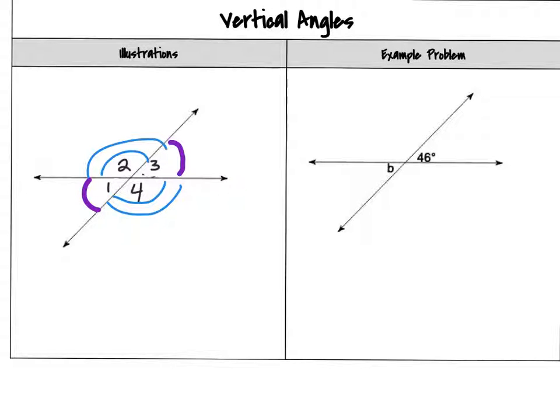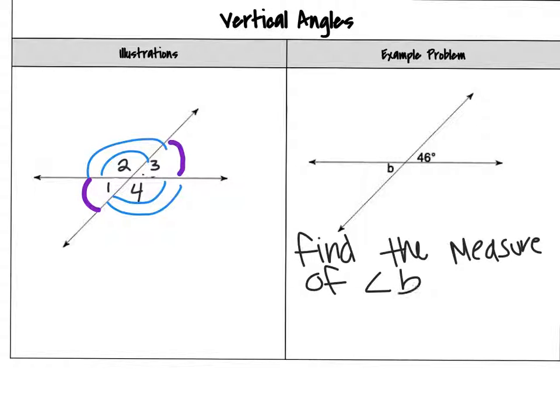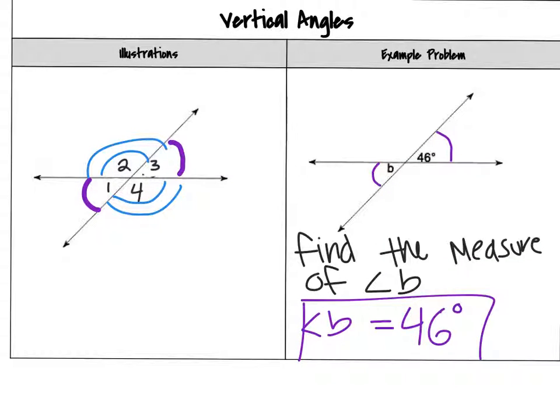There we go. So an example problem you might see might say, find the measure of angle B. And I know that angle B and this 46-degree angle, those are vertical angles. So I know that angle B is just equal to 46 degrees because I know they have the same measure. So that's all I really have to do for that kind.